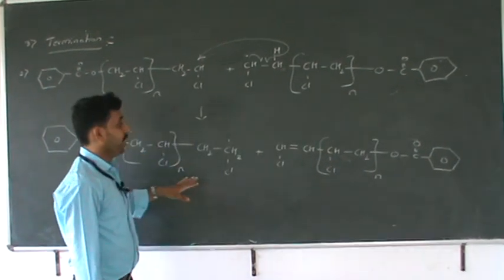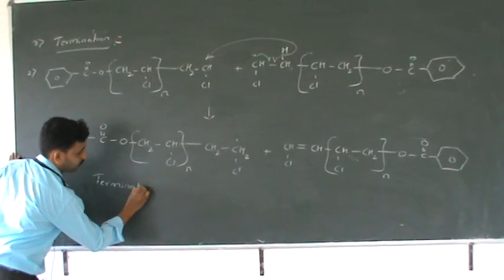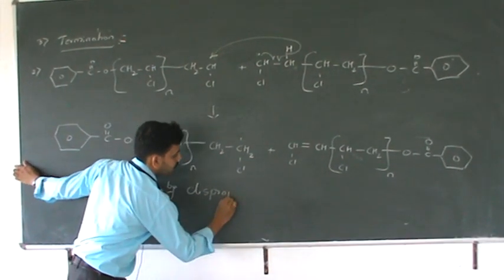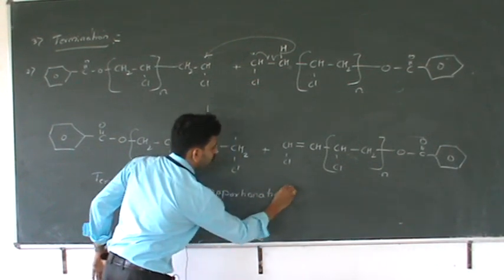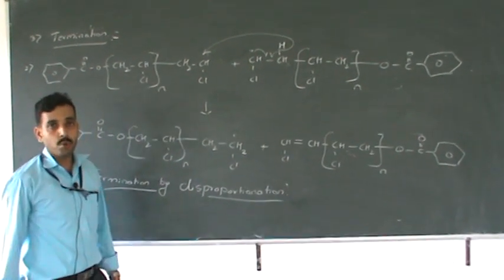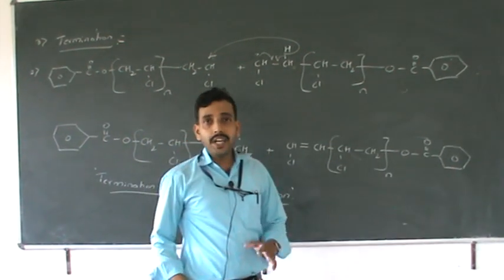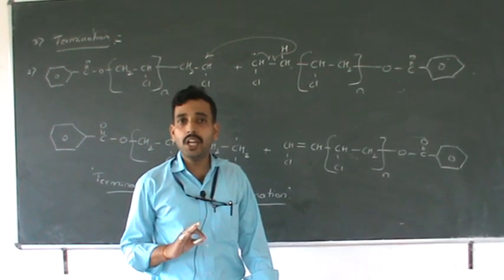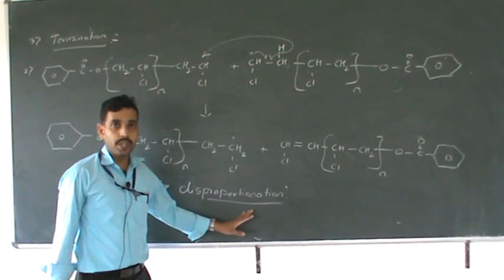So this type of termination can be written as termination by disproportionation. That is called termination by disproportionation. In here, under free radical polymerization, there are two types of termination that take place. One is termination by coupling and the other is termination by disproportionation.